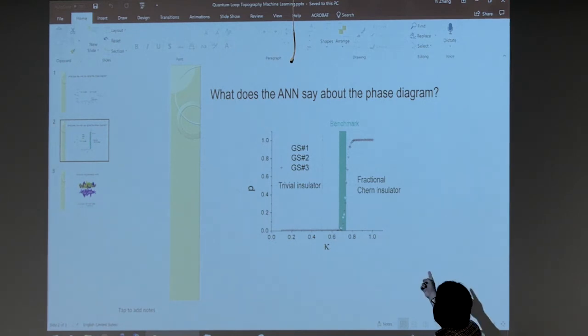So here, in this example, we train the neural network with these correlations, training triangles. And then we do interpretation and find a transition somewhere around 0.3. There's 3 ground states, so we didn't bother.